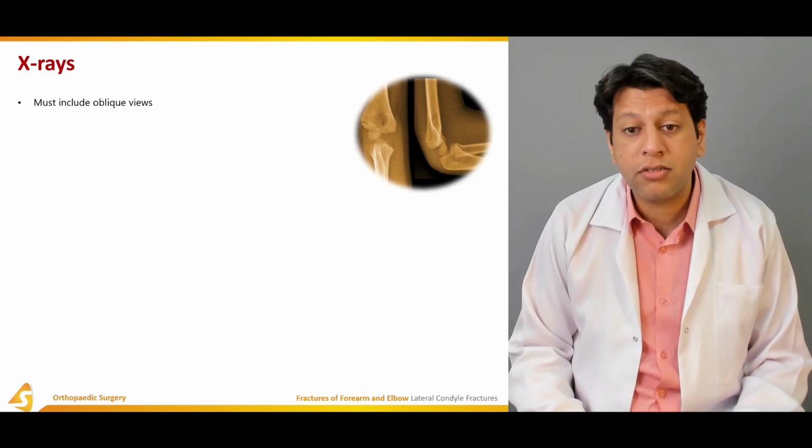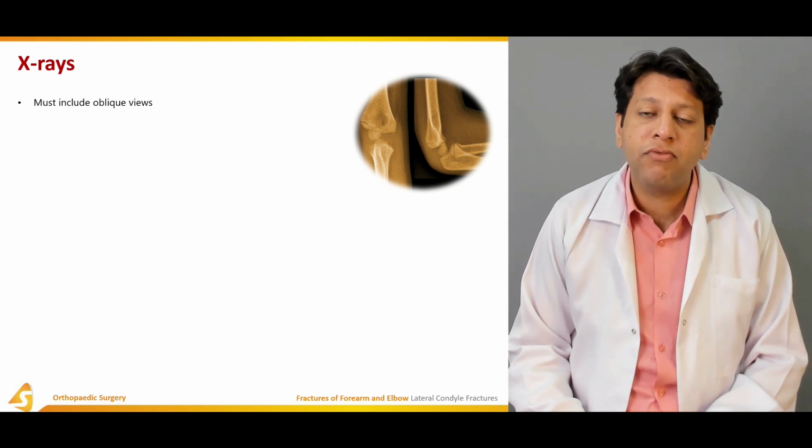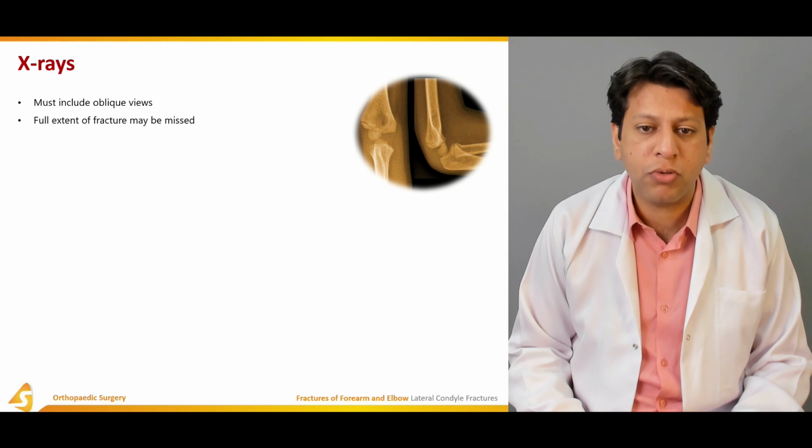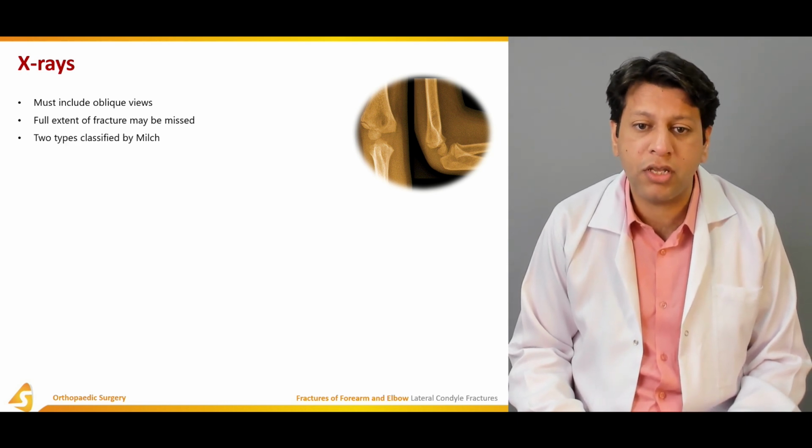Coming to the X-rays, they mostly include AP and lateral views. Along with the AP and lateral views, you also get oblique views. Why? Because you have to get the full extent of the fracture, which may be missed most of the time.